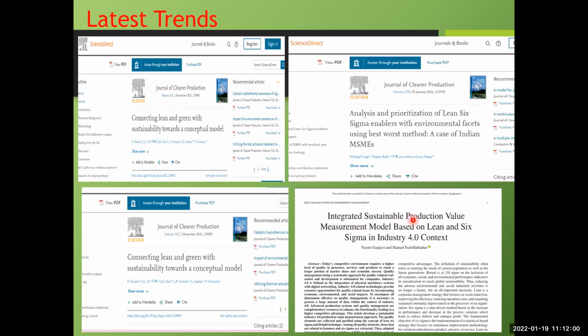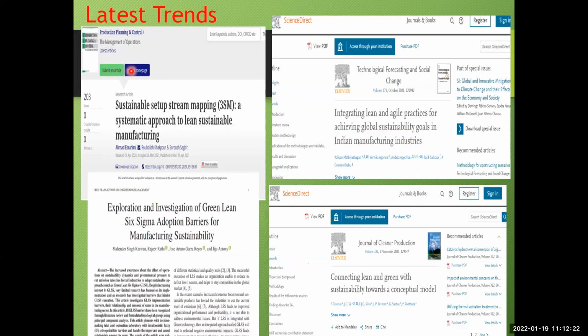Integrating a sustainable production value measurement model based upon Lean and Six Sigma in the Industry 4.0 context, in IEEE Transactions on Engineering Management. Journal of Cleaner Production, everybody is aware of the reputation of these journals. So see what the trend is today. Production Planning and Control, another apex journal in the mechanical field: Sustainable SetUp Stream Mapping, a systematic approach to lean sustainable manufacturing. You can see the trend. Again, the latest article in a top-notch journal.